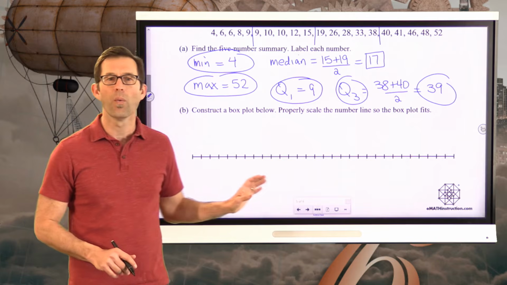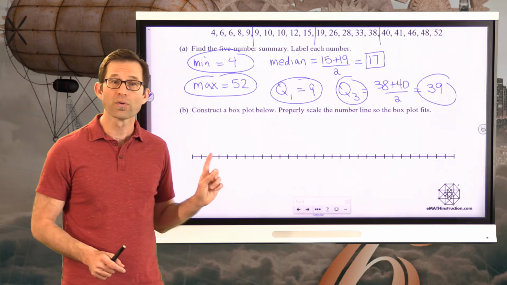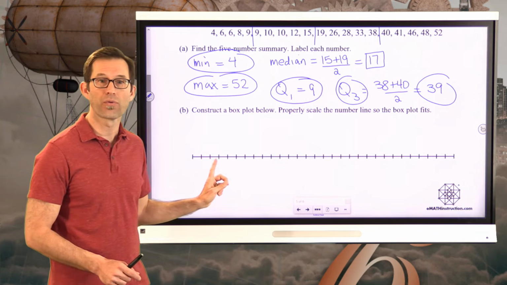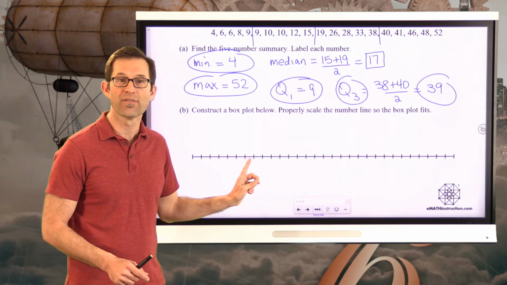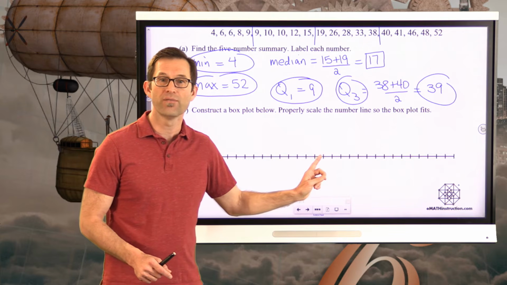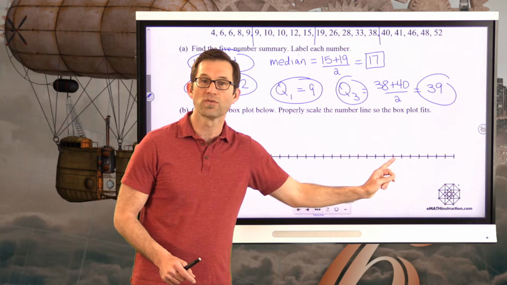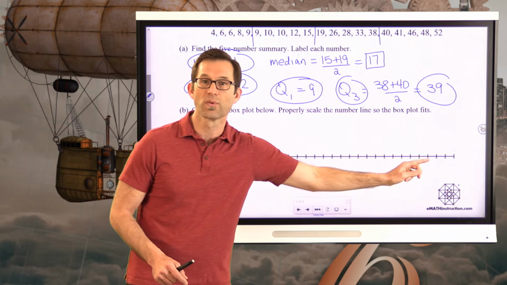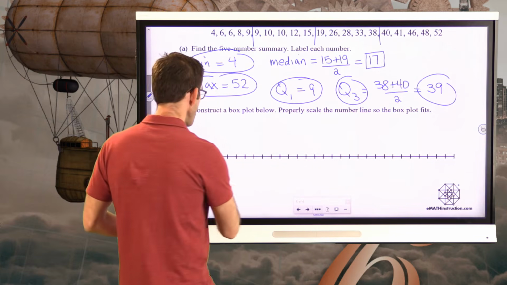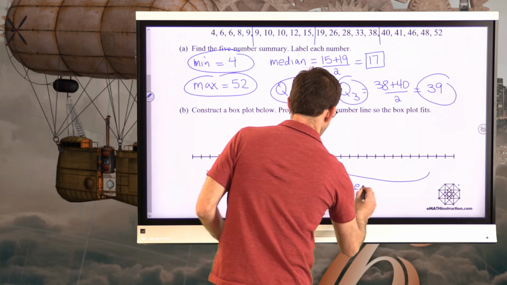So how do we know what to scale this number line by? Well, here's what we have to do. We first need to count out how many spaces are along this number line. So literally 1, 2, 3, 4, 5, and so on up to 29. I think there's actually 30. I think I missed one in there. There are 30 spaces, right? 30 spaces along this number line.